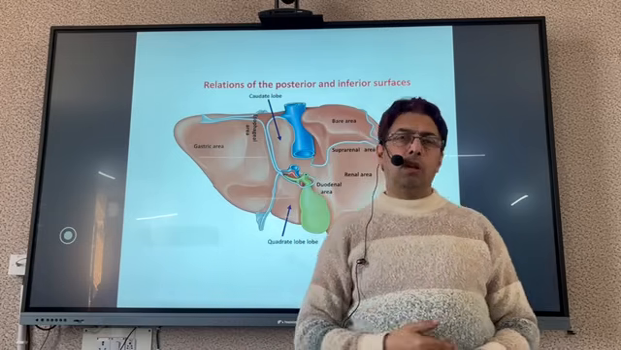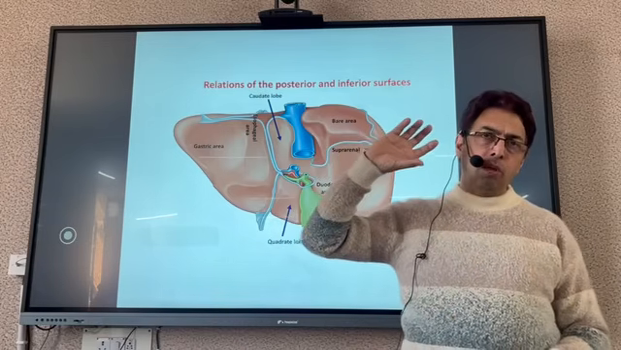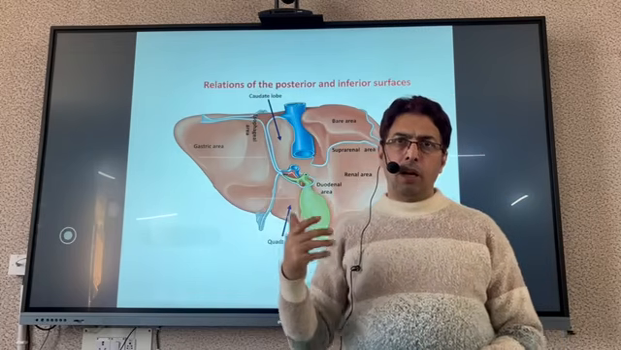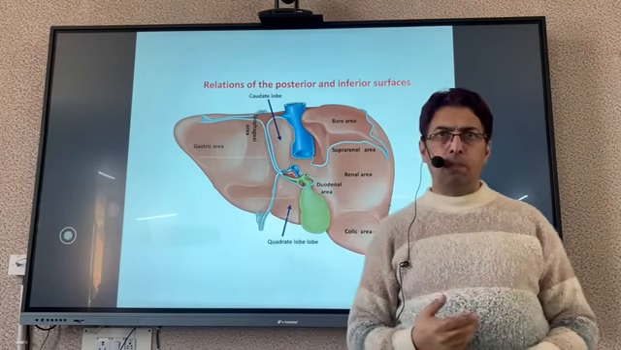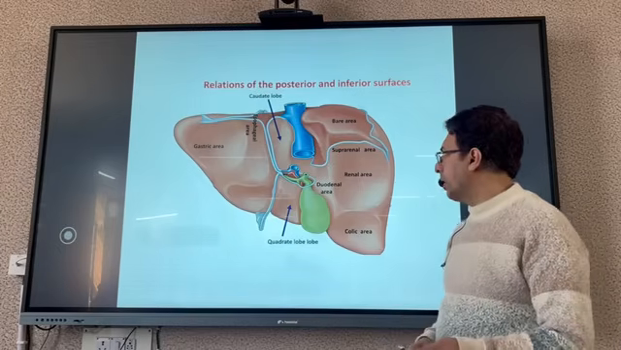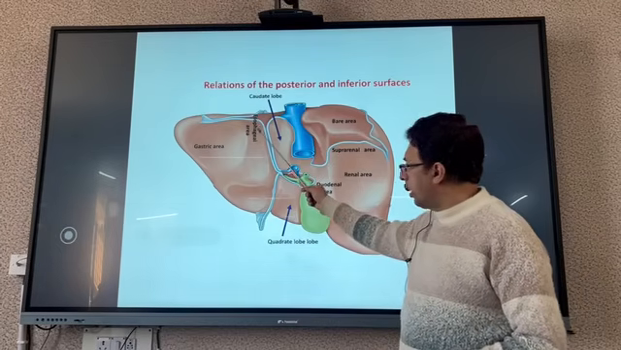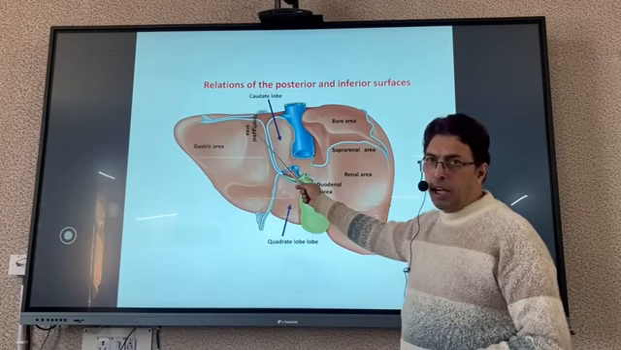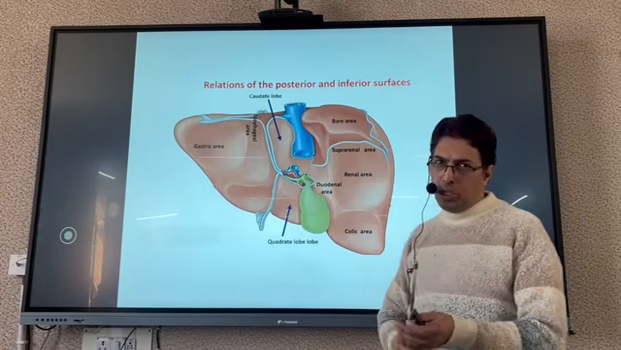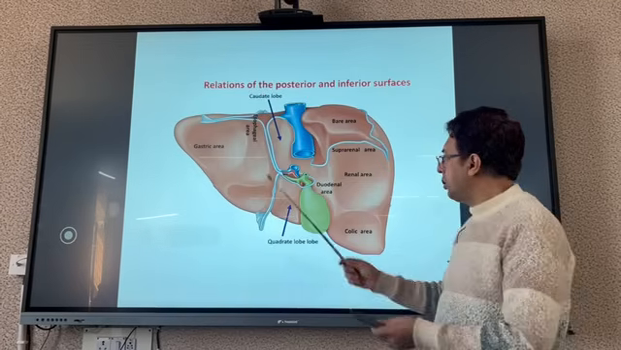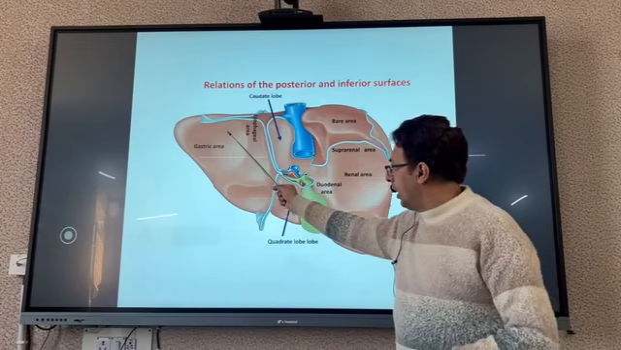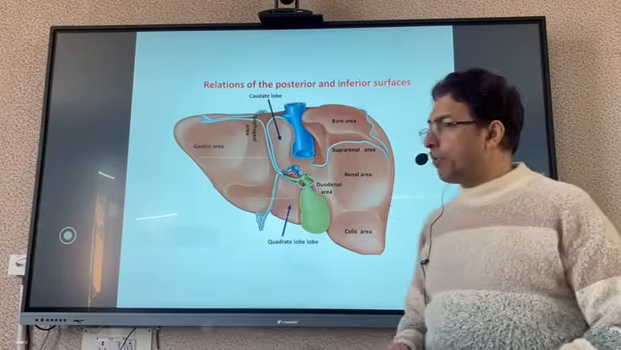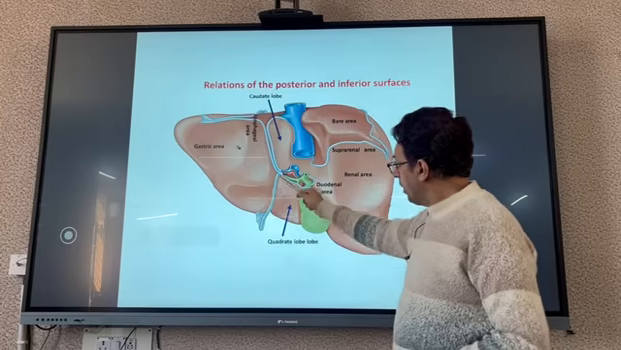Now, posteriorly, what's important is that the posterior surface of the liver is also given the name visceral surface, because anatomically there are many viscera which are attached to the liver on the posterior surface. As you can see over here, this area on the posterior surface of the liver represents the esophageal area. We have an impression of the esophagus. Then we have an area over here, this is the gastric area. So this is important: esophageal area, gastric area.